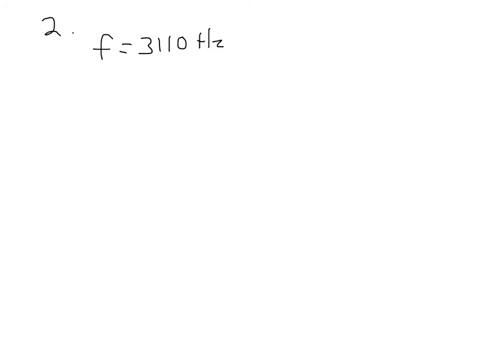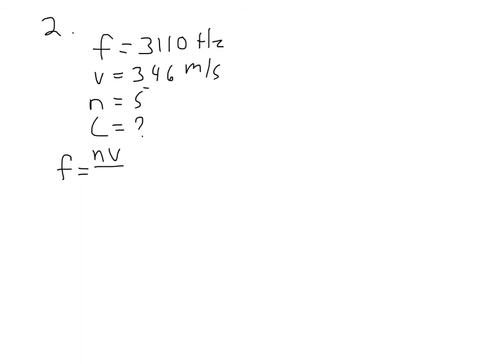We have speed of sound is 346 meters per second in this case. Again, if it's not given, assume that's 340. And we have the fifth harmonic, so that's going to be n equals 5. So same equation, we'll be solving for the length again. The equation we're going to use is f equals nv over 2L.